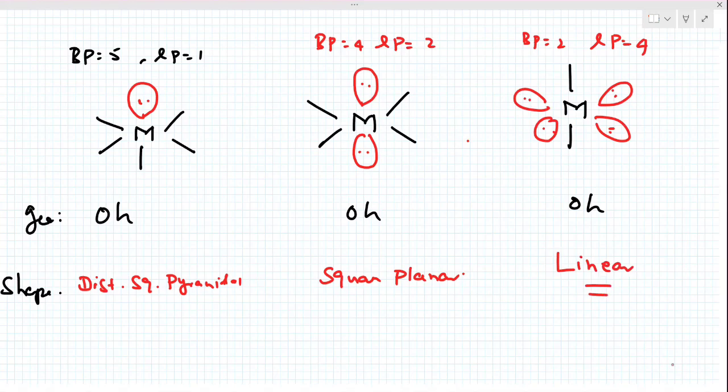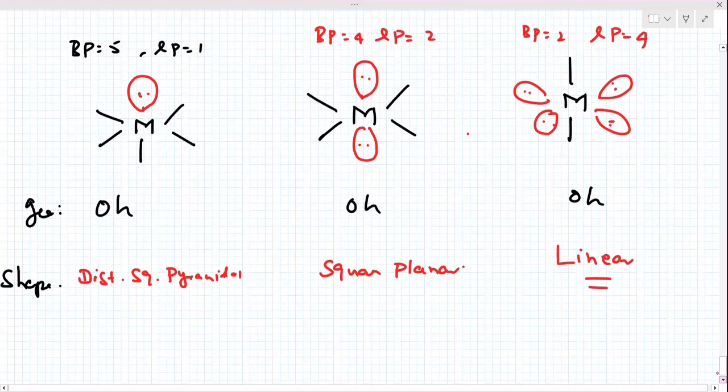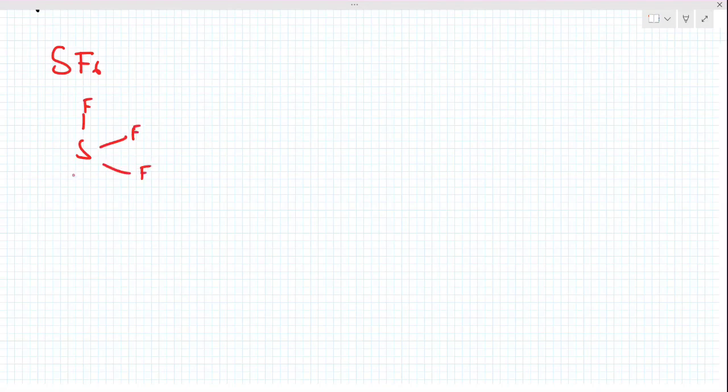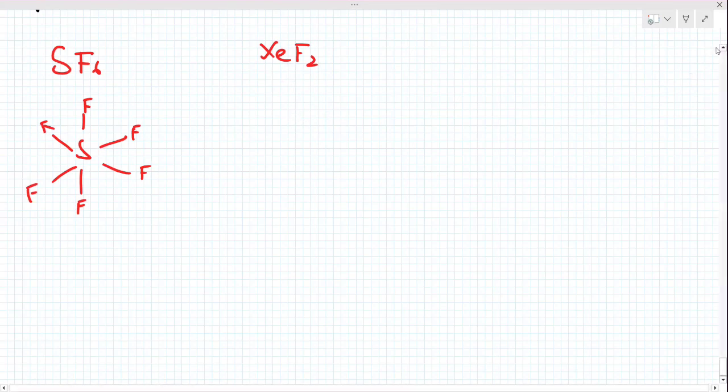Okay, this is one example. Now I give you very simple examples. First example, SF6. Sulfur has 6 valence electrons. Second example, XeF2. Xenon has 8 valence electrons, therefore 2 are involved in bonding and the remaining make a total of 6. In this case, very important. Xenon has 8: 1, 2, 3, 4, 5, 6, 7, 8.